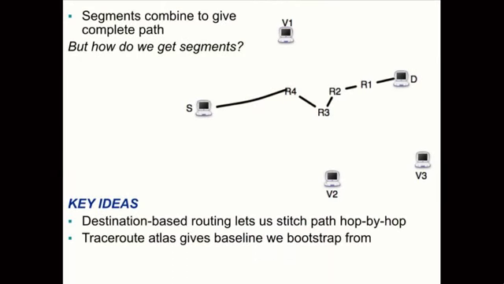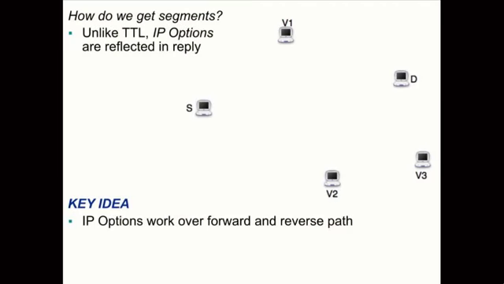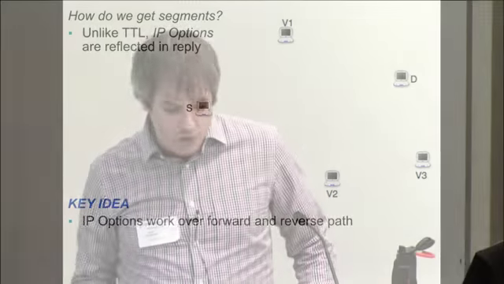Of course, I left out a really key detail of how we actually get any of these segments. Basically what we need is something that can tell us a few hops at a time what IP addresses are on the reverse path. So is it router-based or AS-based?